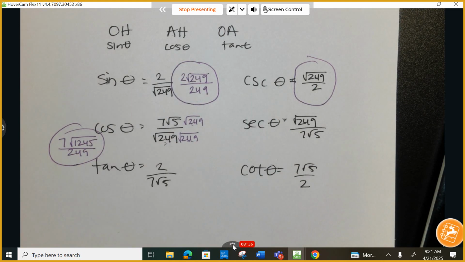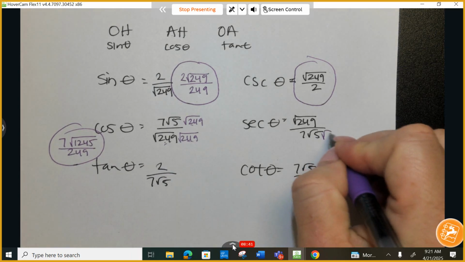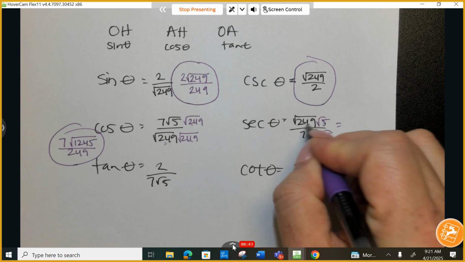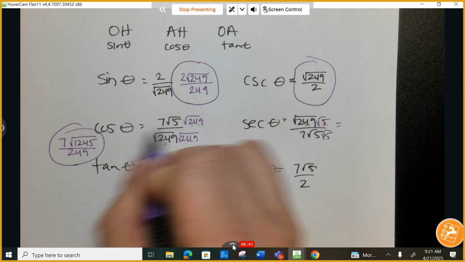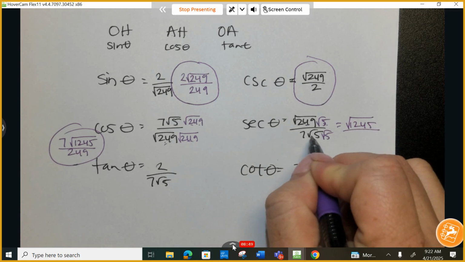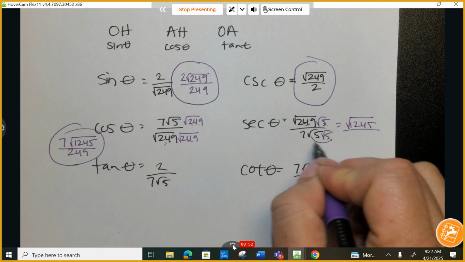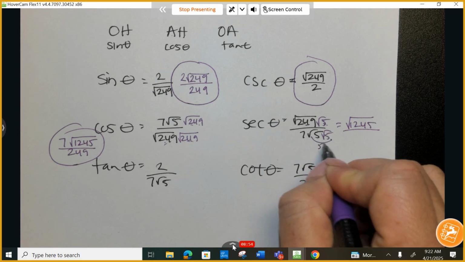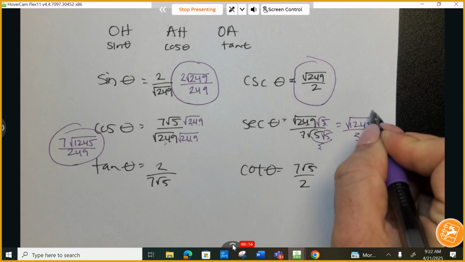Circle this. Now here's the thing where you need to stop worrying. You ready? Watch this. Over here, I'm going to take times the square root of 5. I know the top, well, 249 times 5 is 1245, and I know it doesn't break down. The square root of 5 times the square root of 5 is the square root of 25, and the square root of 25 is simply 5. So I have 7 times 5 is 35.